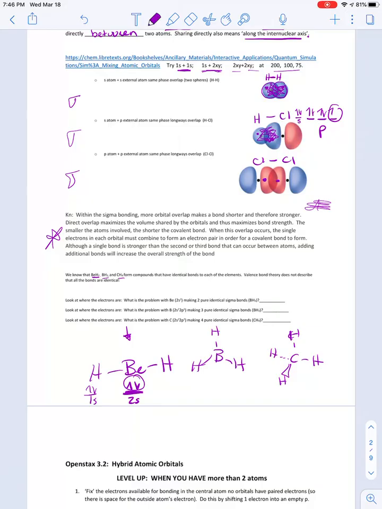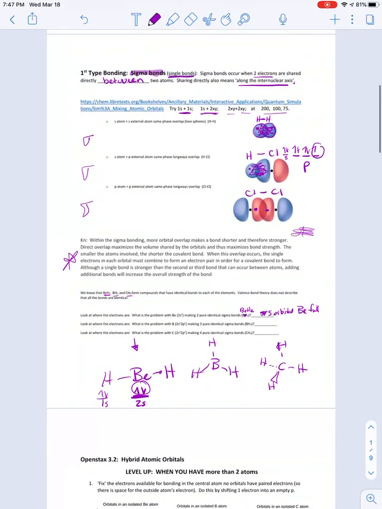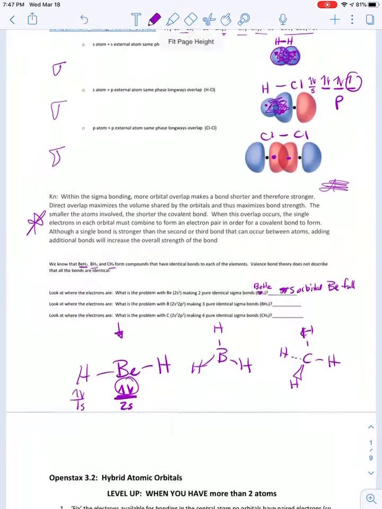So what's the problem with him making two identical bonds? Well, that was supposed to be BeH2. Yeah, so the problem is that the S orbital on the Be is full. There's not room for it to be shared. He can't take it. It's not like you can take hydrogens and make a group of 3 or something. You can't do that. All right, so that's the first issue. And then the other two represent another issue.